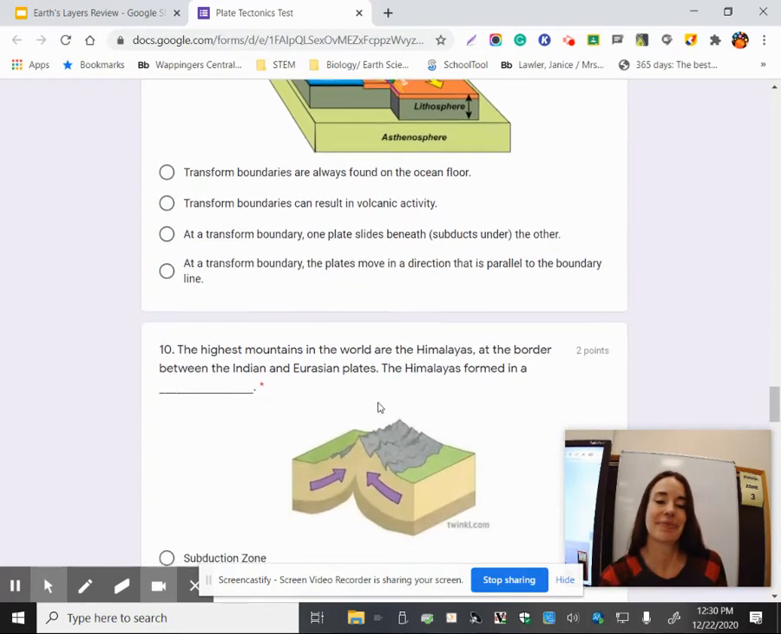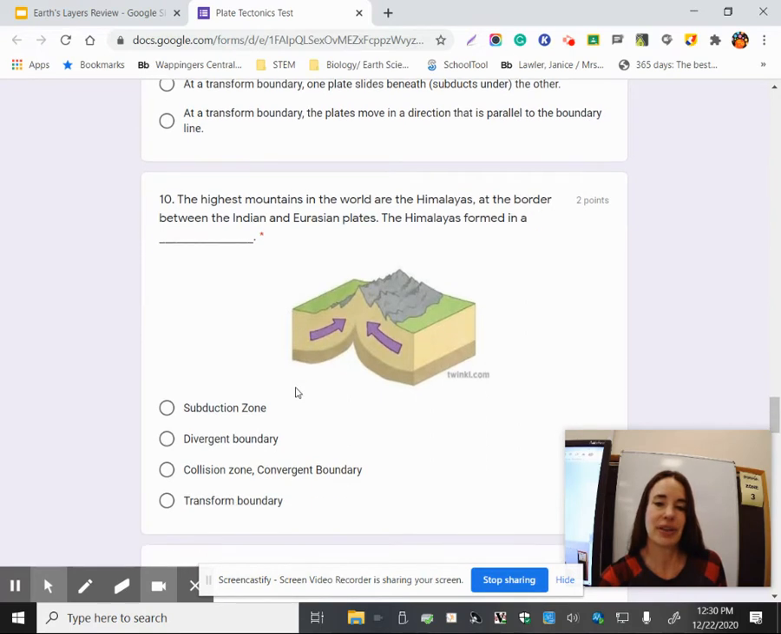Number 10, the highest mountains in the world are the Himalayan mountains at the border of the India and Eurasian plates. The Himalayan mountains formed in a subduction zone, divergent boundary, collision zone, or convergent boundary, or transform boundary? How did we get those mountains?